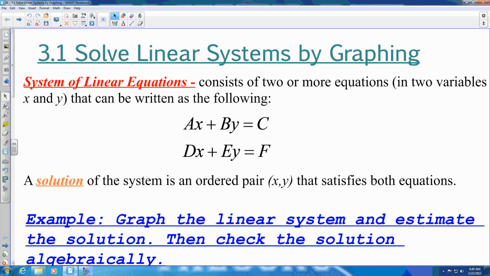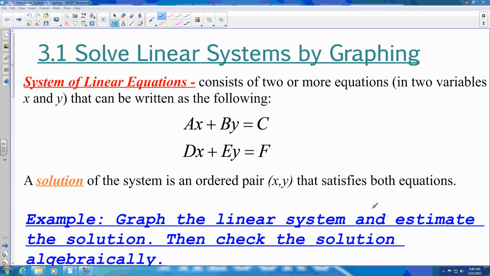Okay, we're in chapter 3. The start of chapter 3 deals with solving systems of linear equations. Section 1, we're going to solve these equations by graphing.